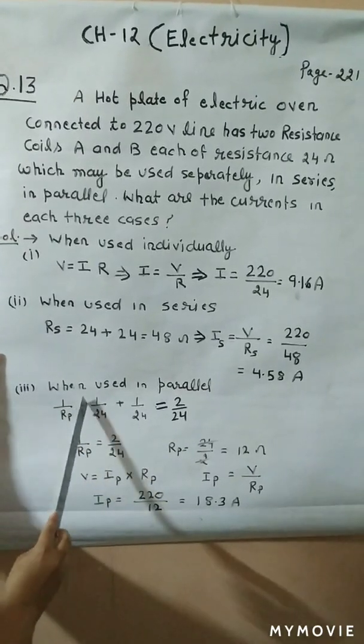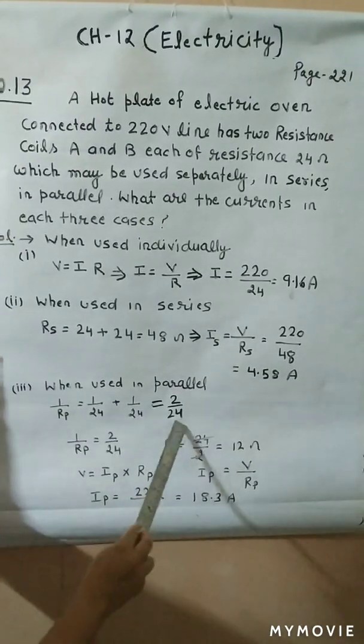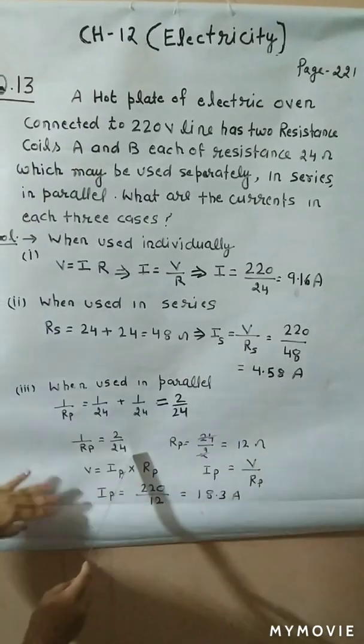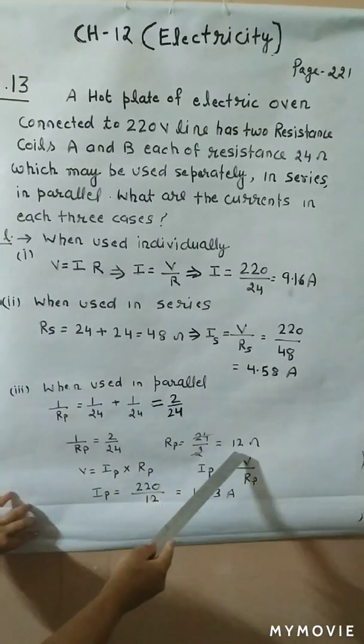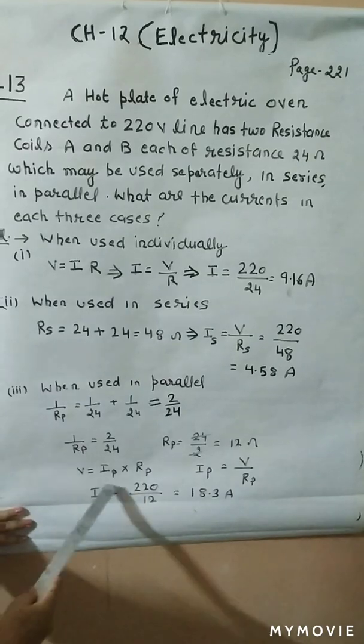1 by Rp is 1 by 24, 1 by 24. LCM 24, 1 plus 1, 2. So what is the Rp value you will get? 12 ohm. Again use Ohm's law.